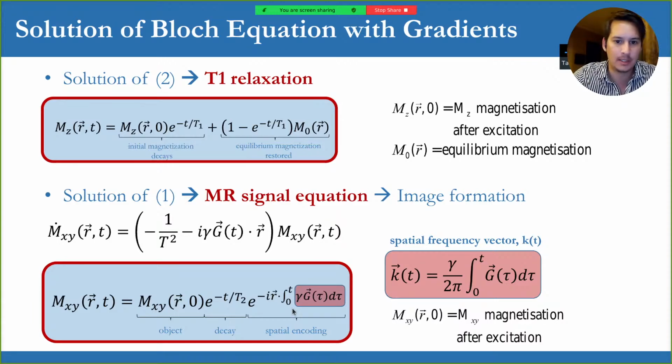The good thing about that is that we can now simplify this integral by creating a new variable called k. And that's why we say that we acquire the images in k-space, because when we add up all the transverse magnetizations, we will have the Fourier transform of the object.